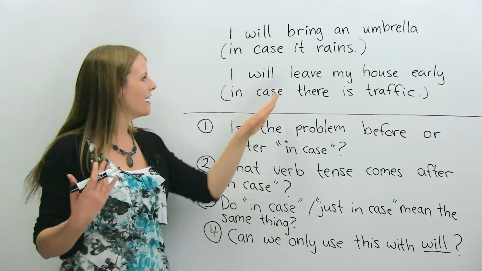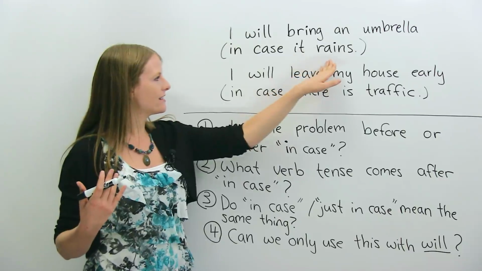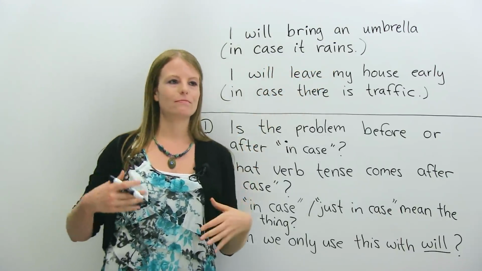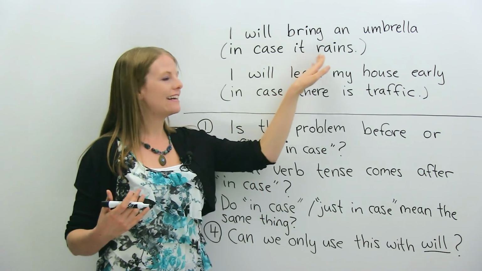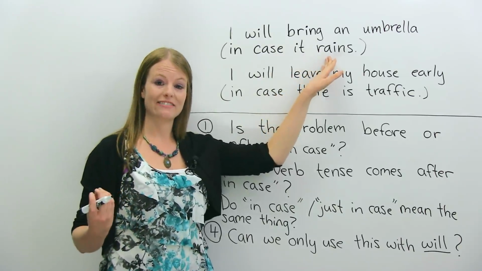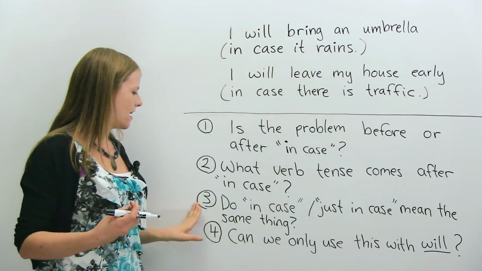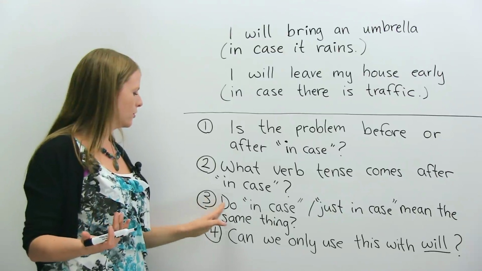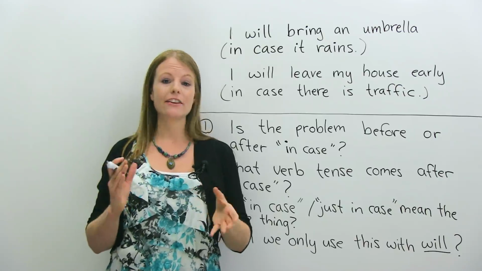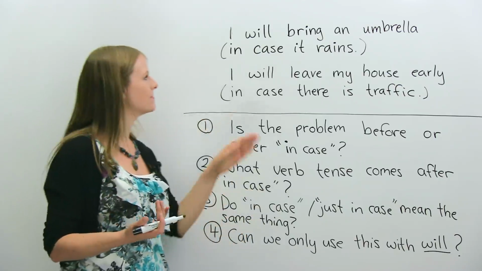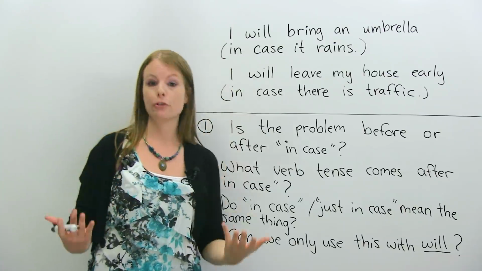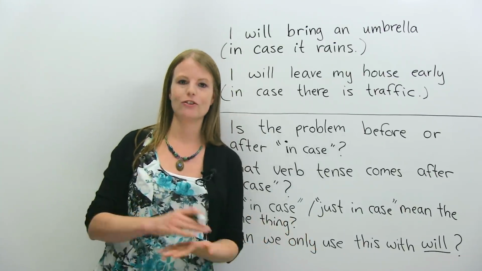Okay, and so in case it rains, we could put this, imagine if I said, I will bring a sweater in case it gets cold. So the part after in case is always in the present tense. Okay. So another question you might be wondering, do in case and just in case mean the same thing? Can I use either, in case or just in case? I will bring an umbrella just in case it rains or in case it rains. They're both correct. It's your choice. You can use whichever one you prefer.